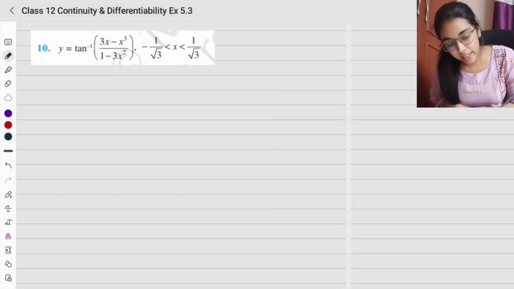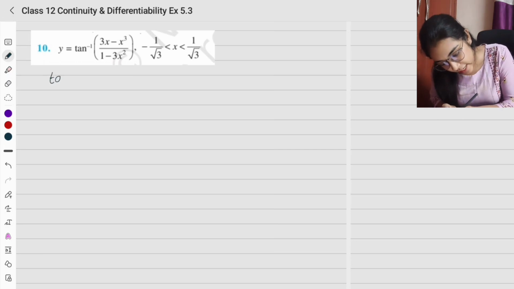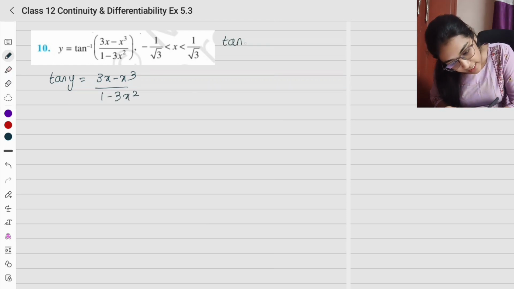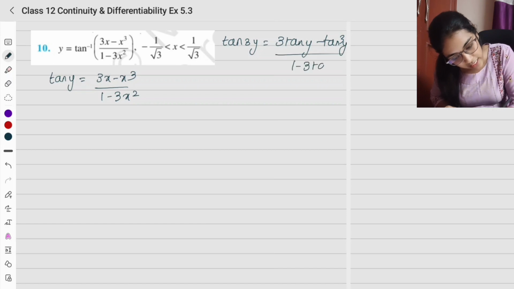Moving on to question number 10. What relation do I have? Put tan y is equal to 3x minus x cube divided by 1 minus 3x square. What formula do we know? You know that tan 3y is equal to 3 tan y minus tan cube y divided by 1 minus 3 tan square y.